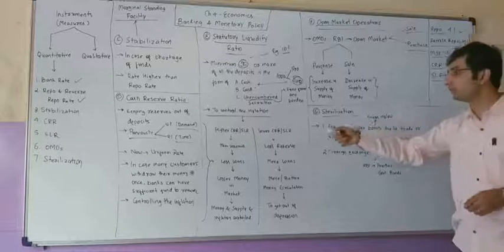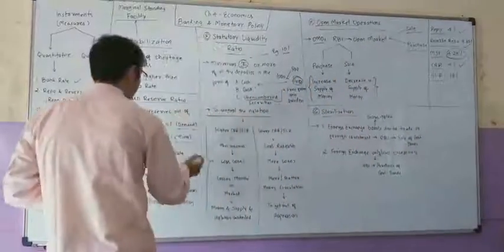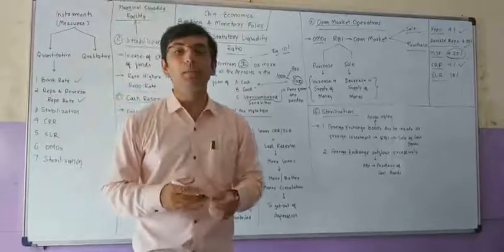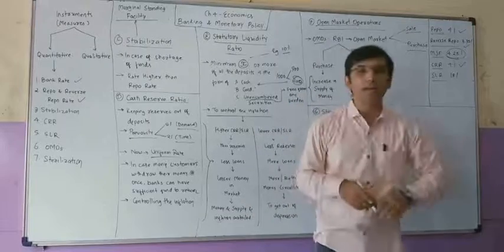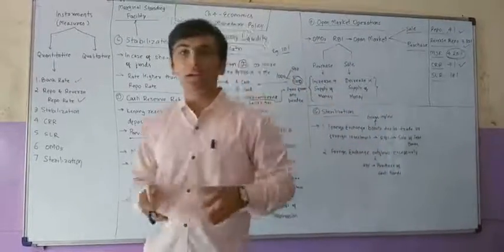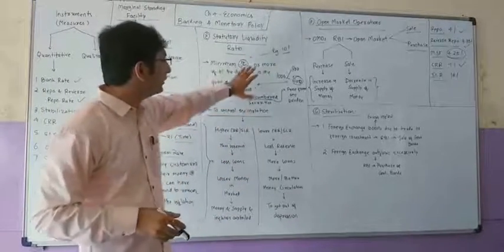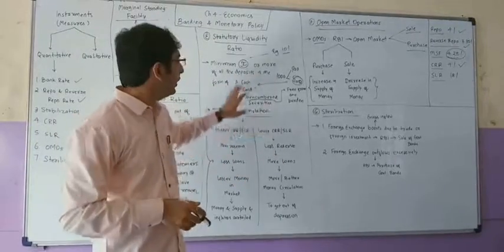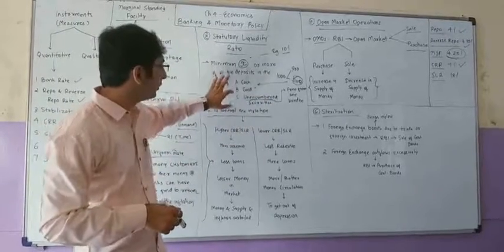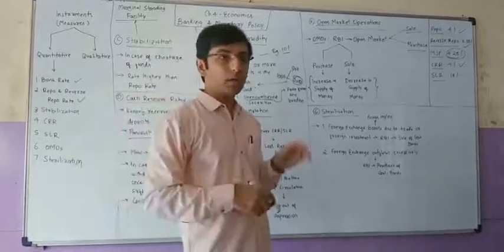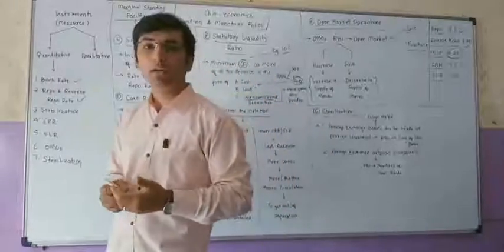Then CRR, cash reserve ratio, is 4% right now, a uniform rate. I told you that uniform rate means 4% of all the deposits that are in the commercial bank, so it includes both demand deposits and time deposits. And lastly, SLR, that is statutory liquidity ratio, is 18% right now. So in this example, according to the SLR policy, a commercial bank has to keep 18% of these 1000 rupees as cash, gold or unencumbered securities. So this was SLR.